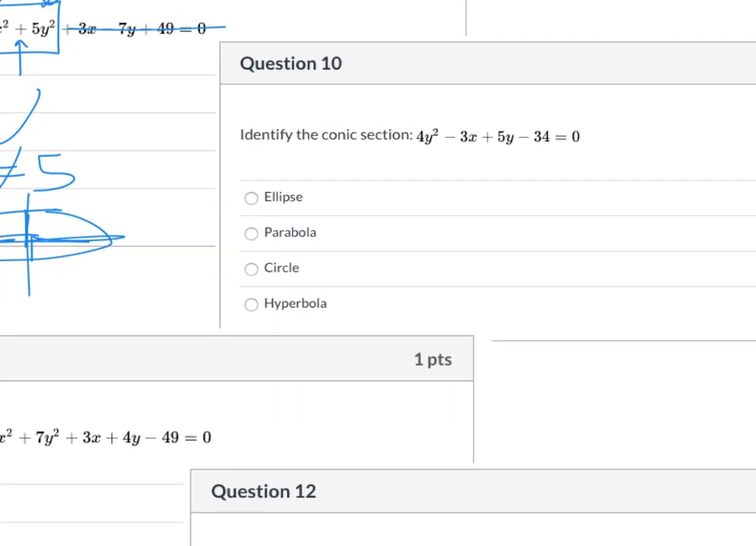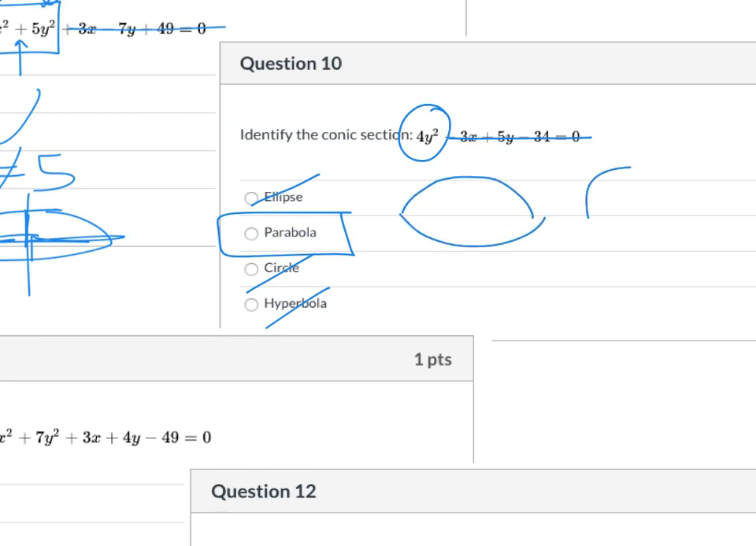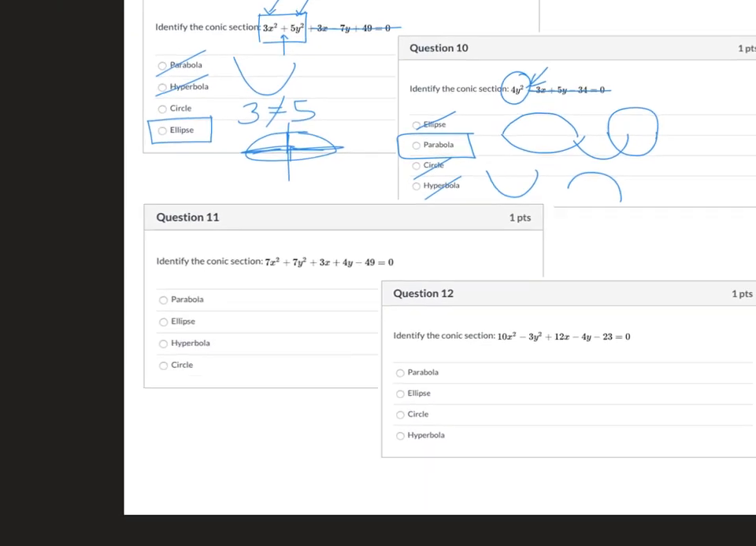All right, over here, look at the squared term. There's only 1 here. The only one of these that has 1 squared term is just a parabola. See, because everything has 2 parts to it, kind of. Like an ellipse has a top and a bottom. A circle has a top and a bottom. A hyperbola has a top and a bottom. But a parabola is just one thing, and that's the 1 squared thing.